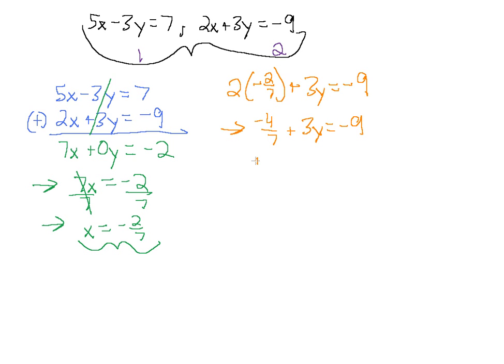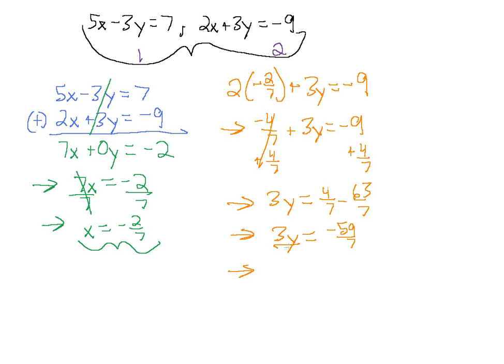Let's go ahead and add 4 over 7 to both sides. We want to start moving everything to the right side except for the variable. These two terms cancel. That'll give us 3y equals 4 over 7 minus 9. Let's write 9 as 63 over 7, so we can combine these fractions in the next step. That gives us 3y equals minus 59 sevenths.